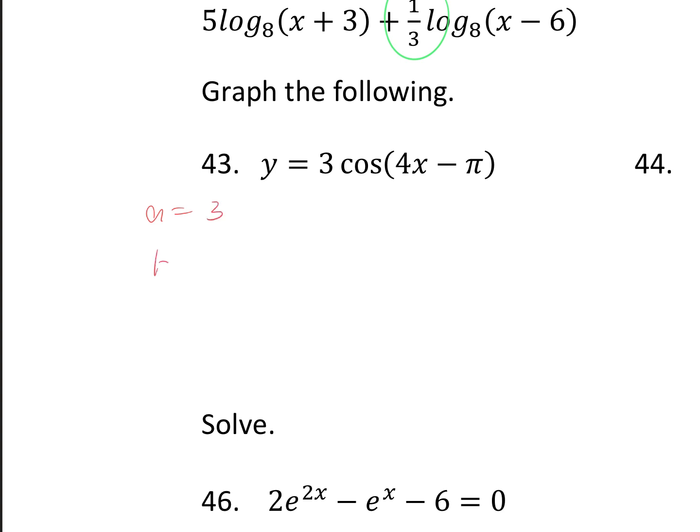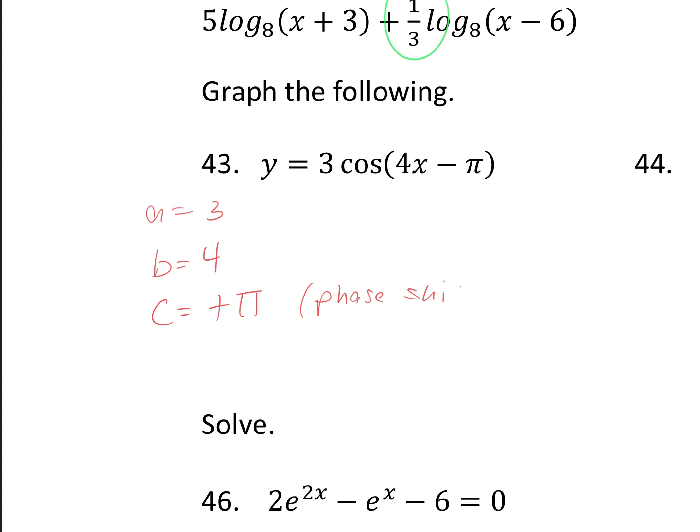So for this problem, what would your amplitude be? 3. B is your number in front of what? X. That's going to affect what? Your time period. Good. C. What is C? Pi. Your left and right. This is plus pi. C is called your phase shift.